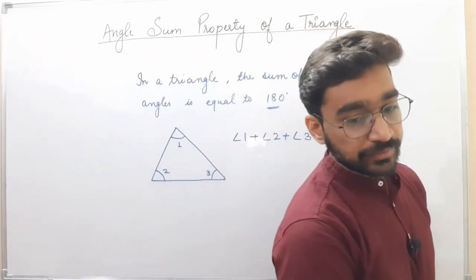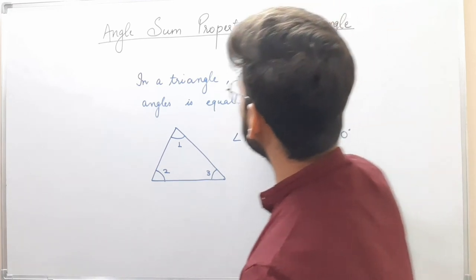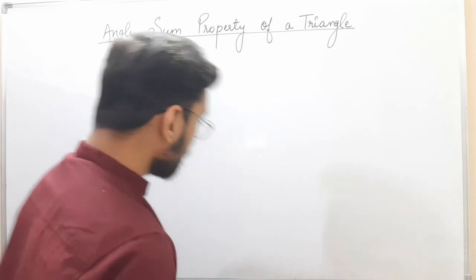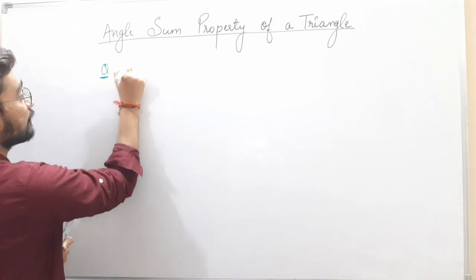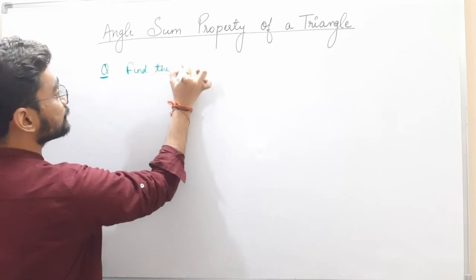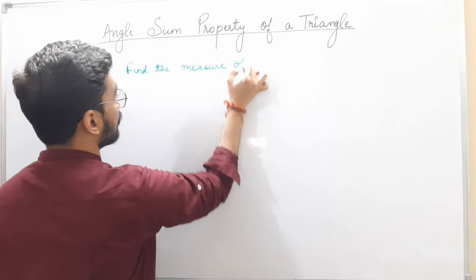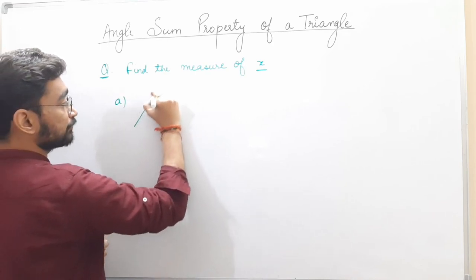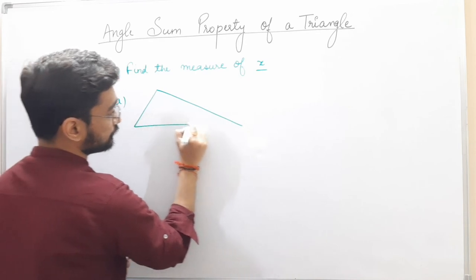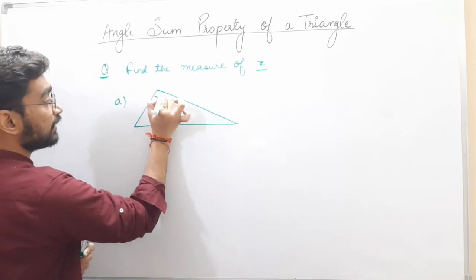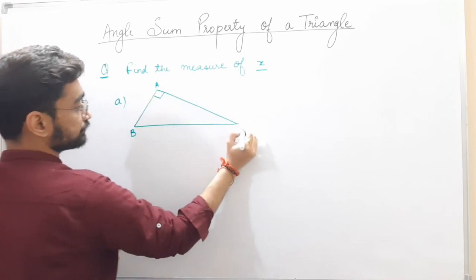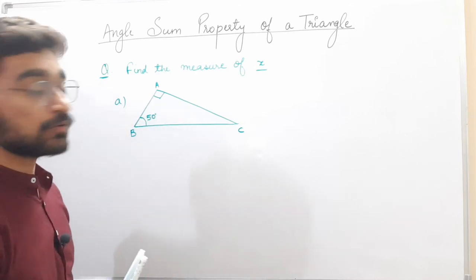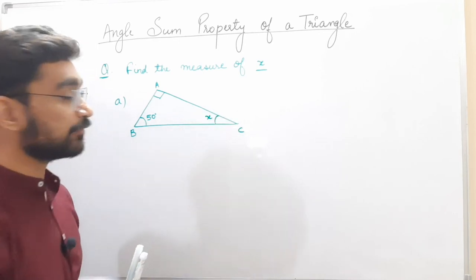But how can we use this angle sum property to solve our questions? There will be very basic questions for us to solve of this type. The questions will be like, they might give you an example like, find the measure of x. For example, I am having one triangle with me, right angled at point A. Angle B is 50 degree. What will be the measure of angle C, or I can say here x? What will be the measure of this x?